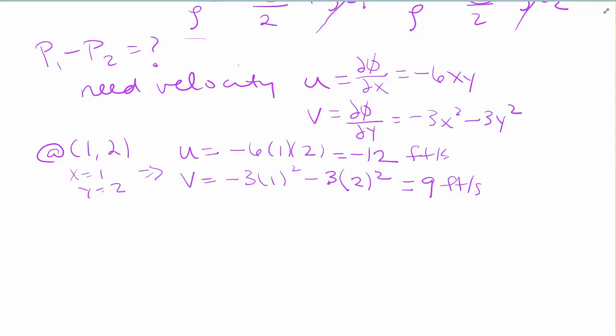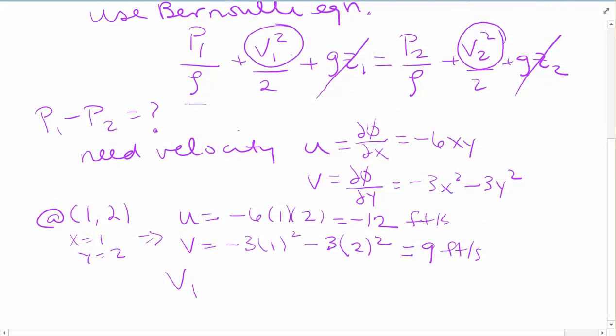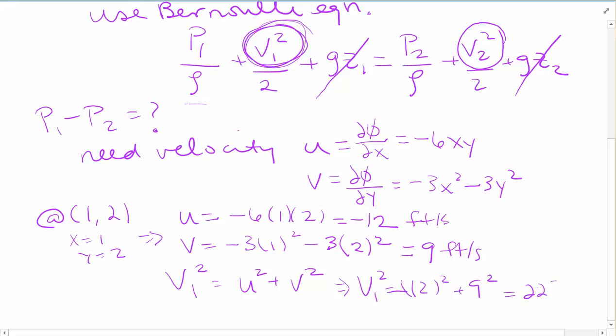Now we need the magnitude. So the magnitude, let's just call it V1. And if we look up here, you can see that this is V1 squared. So V1 squared is going to be u squared plus v squared. We can plug in our numbers, and we'll get that V1 squared is 12 squared plus 15 squared, and that's 369.